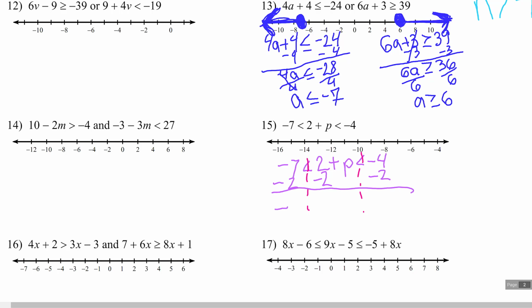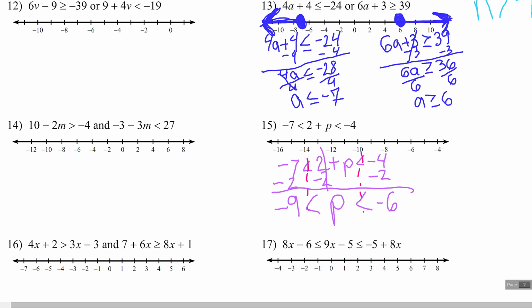-7 minus 2 is -9. Bring down that inequality sign. Bring down the variable. Bring down the other inequality. -4 minus 2 is -6. This is a compound inequality involving and. So we have p, if I read it backwards, p is greater than -9.